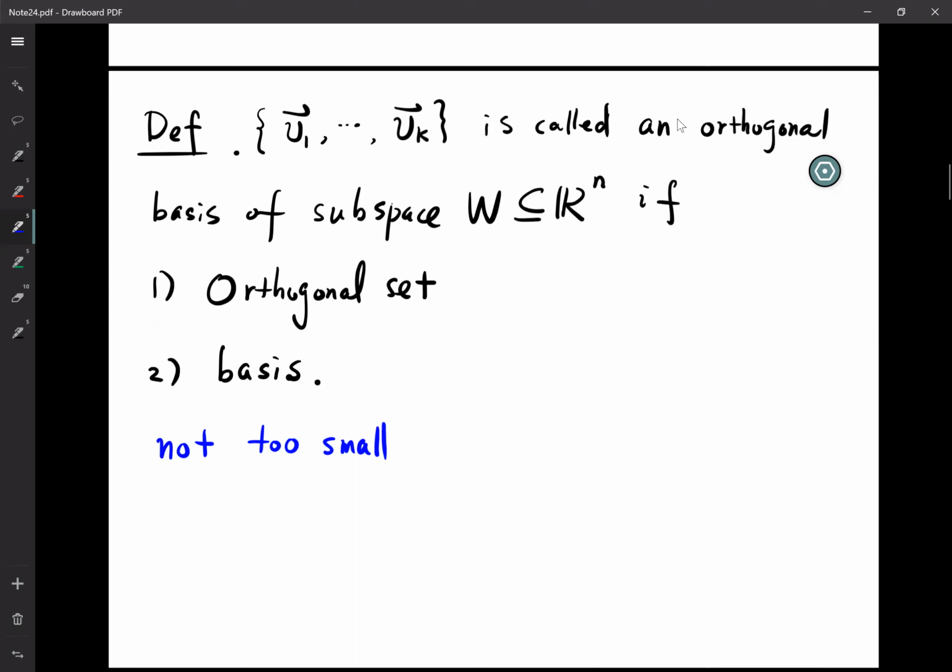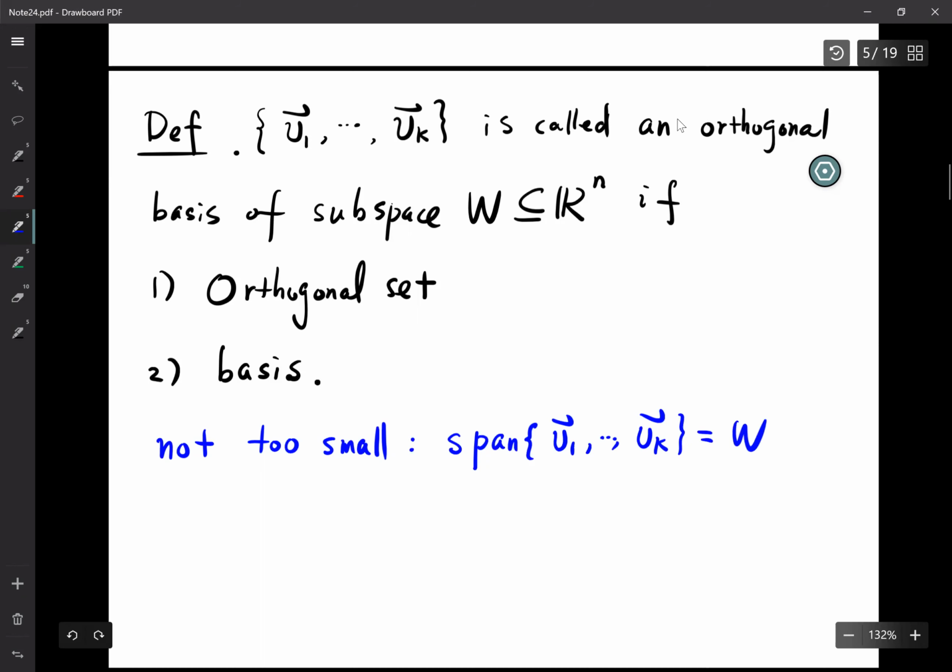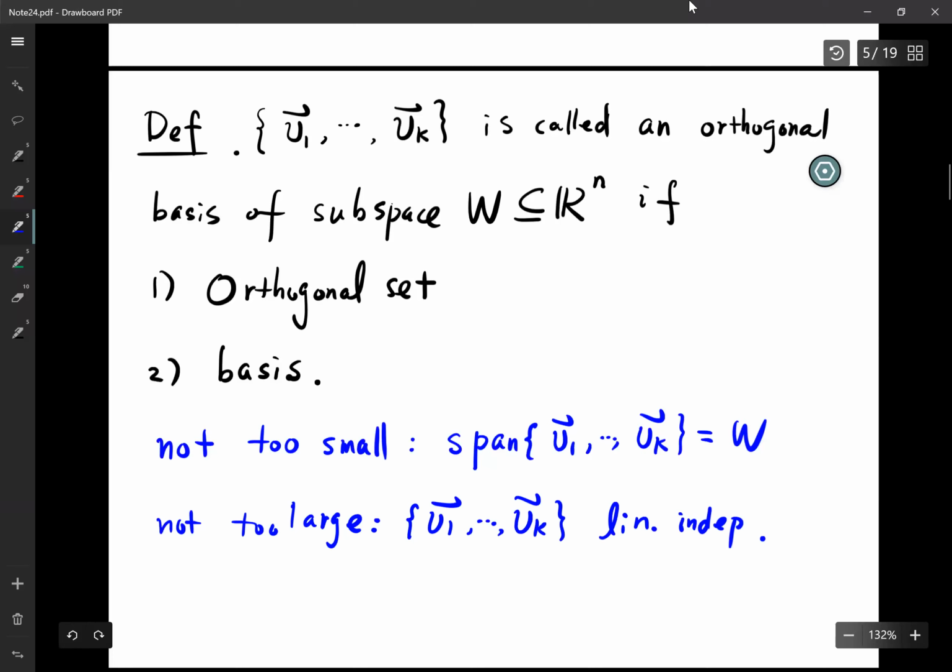Thanks. So one thing is it should be not too small, which means that the span of V1 to Vk should indeed span the subspace W. And two is it should be not too large, which means that this set V1 to Vk should be linearly independent. So this is just a simple definition.